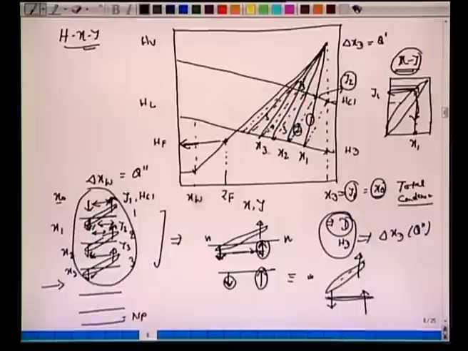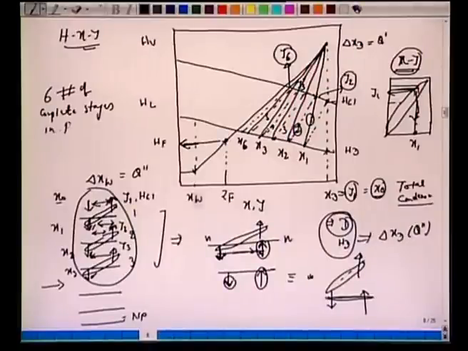So X1, X2, X3, finally we have X6, and here we have this Y6, say the last. All it means is there are 6 complete stages in the rectifying column or rectifying section. So you should be able to convince yourself, if you've done it graphically, that there will be 6 tie lines here.